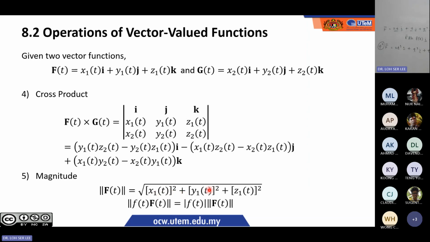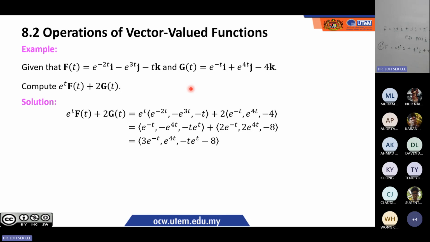We square each of these component functions and sum them up in a square root. You will use this when we compute the magnitude. This one is a scalar function multiplied by a vector-valued function, so we can write it in this form. For the scalar function, you just put a modulus, and for the vector function we still need to find the magnitude, because a scalar is not a vector. We will look at the example later.